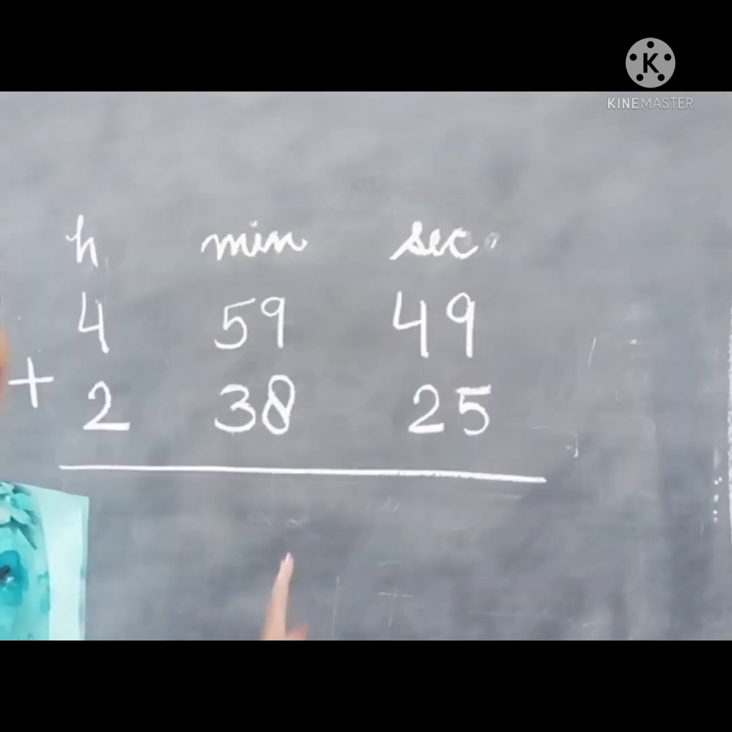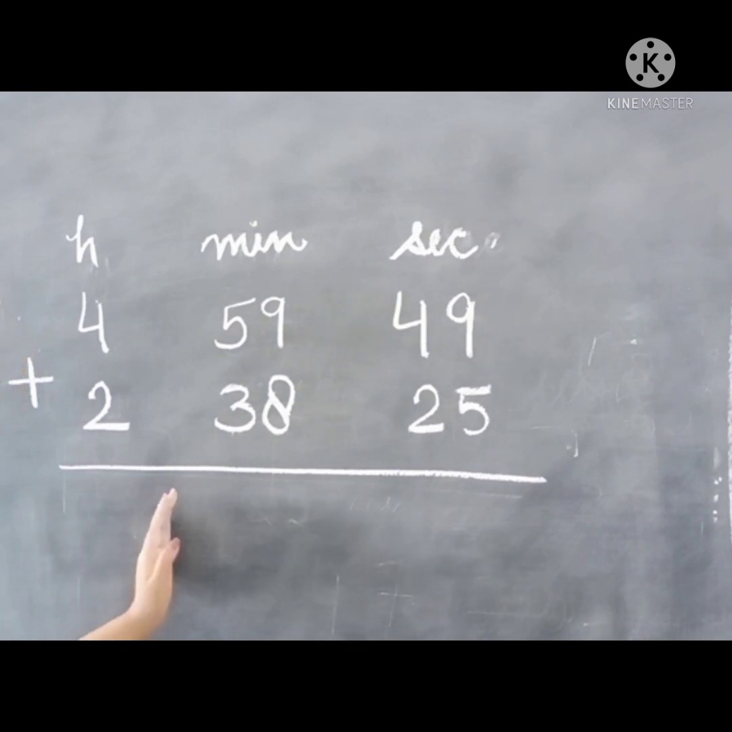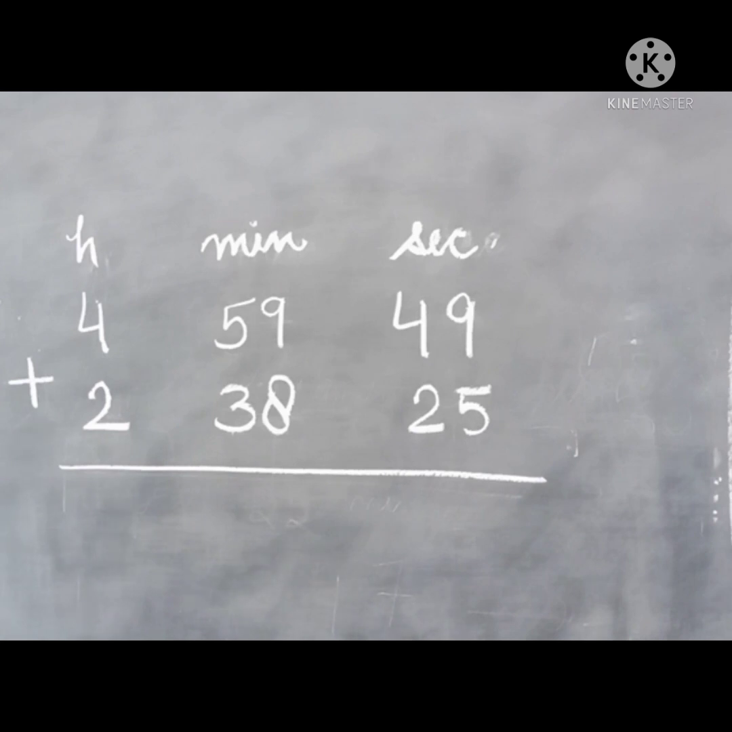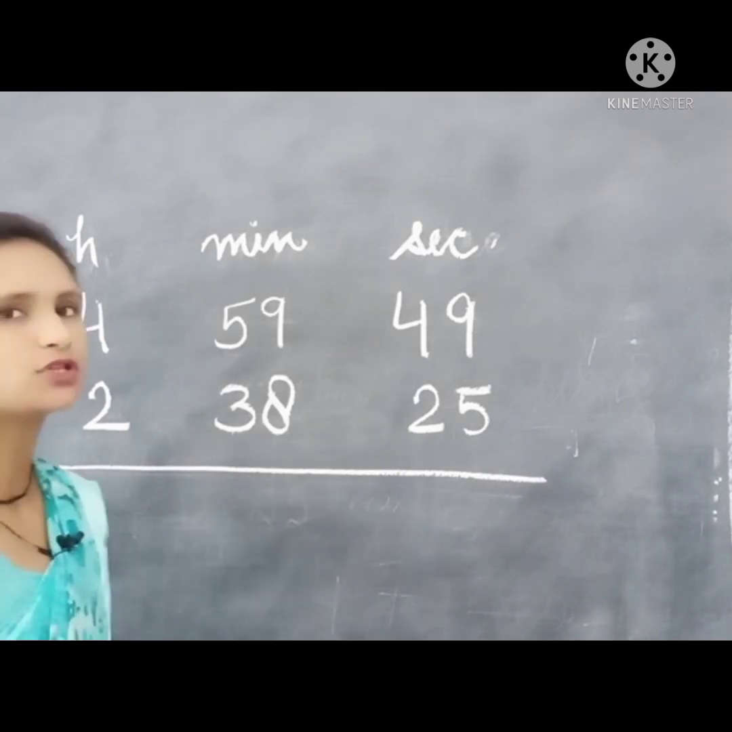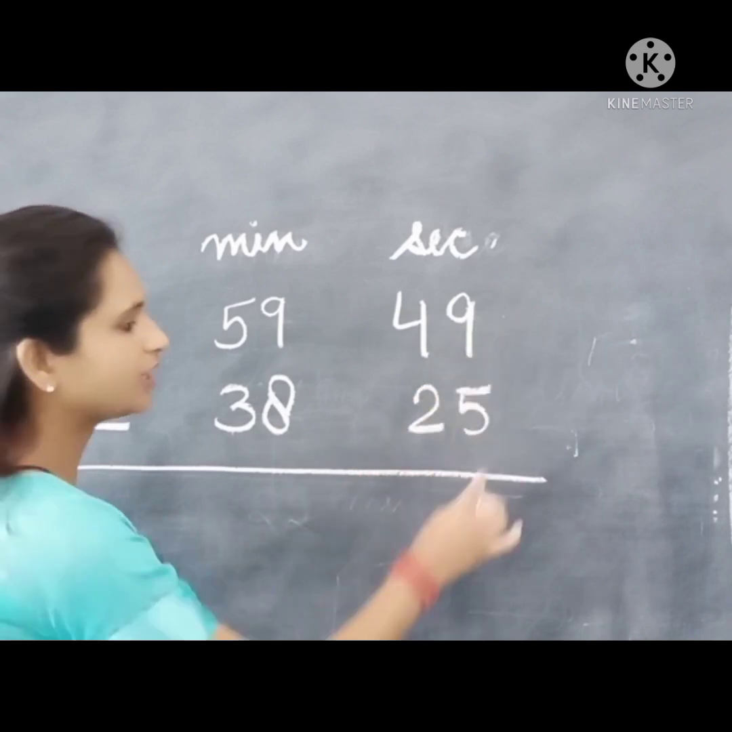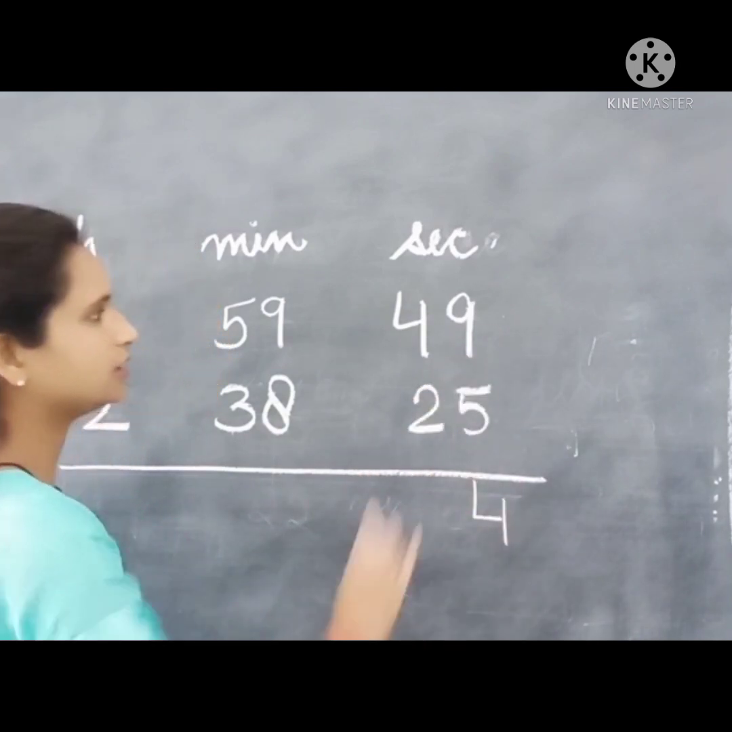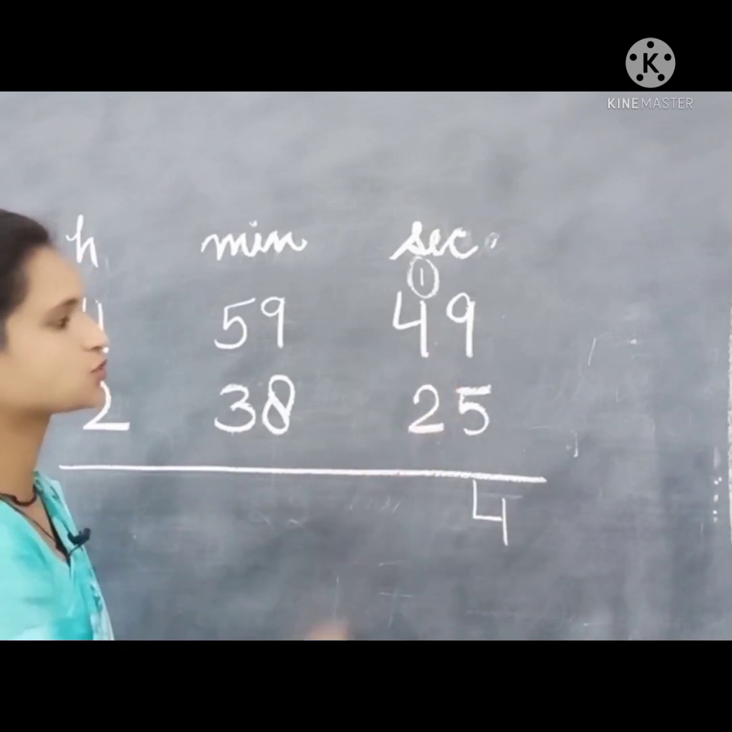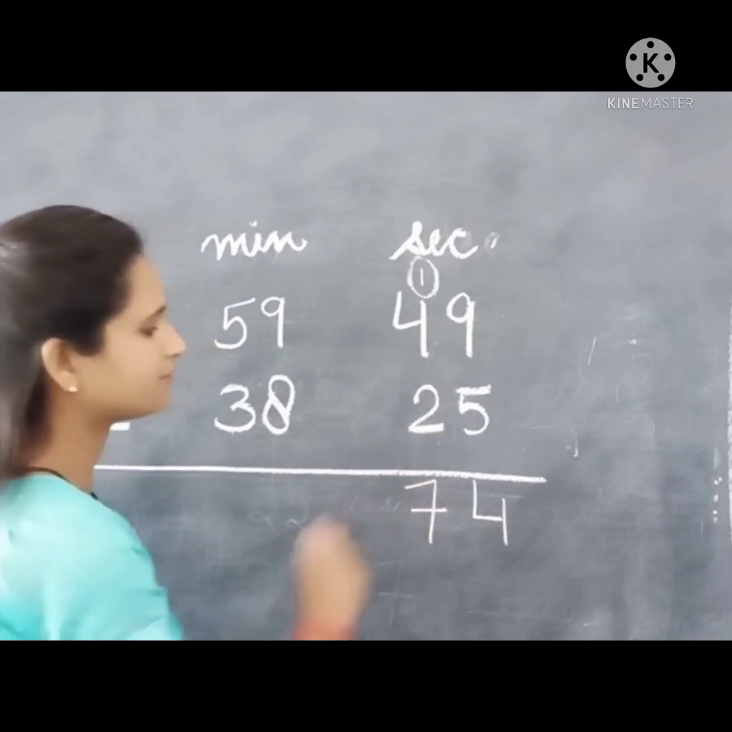Now let us take our second example, that is we have to add 4 hours 59 minutes 49 seconds with 2 hours 38 minutes and 25 seconds. Again we have to start with seconds. Add these two numbers. 9 plus 5, 14. 1 will go as carry. 4 plus 2, 6, plus 1, 7. 74.